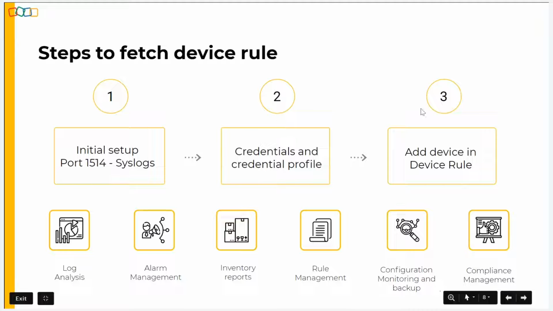In today's session, which is step 3, once you set the credentials, you should now fetch the firewall rules and configurations from your firewall device and add the device to the device rule. Once you do this, you get access to the rule management reports, config monitoring reports, and finally compliance management reports. So this is what we're going to discuss in today's session.